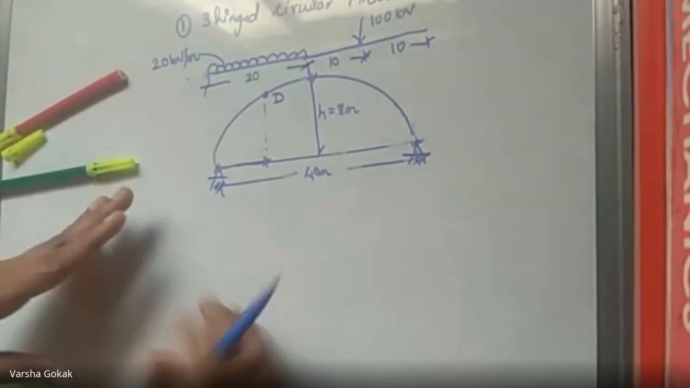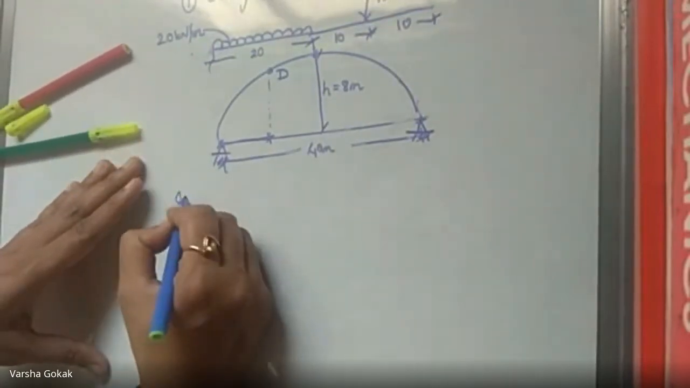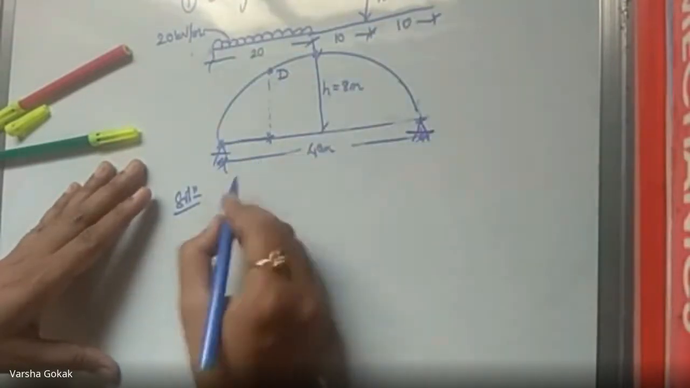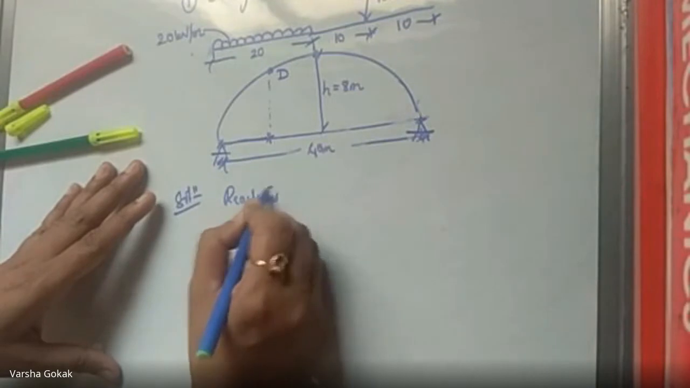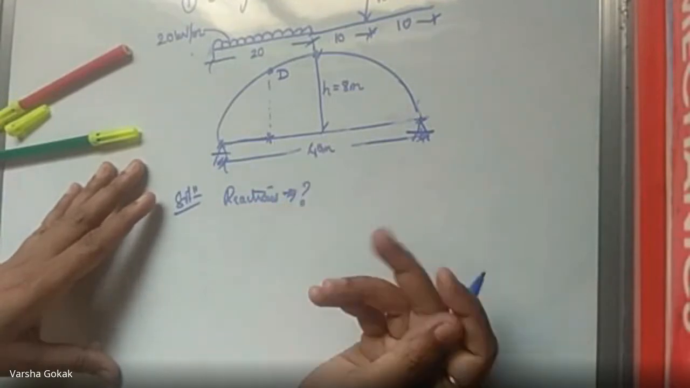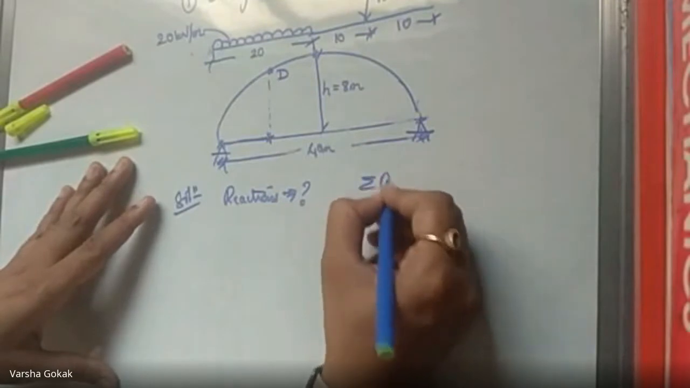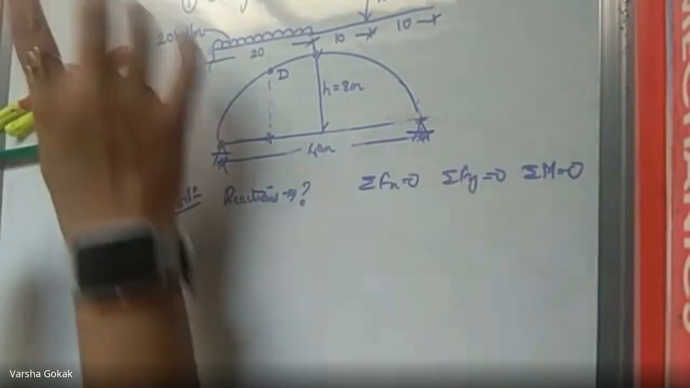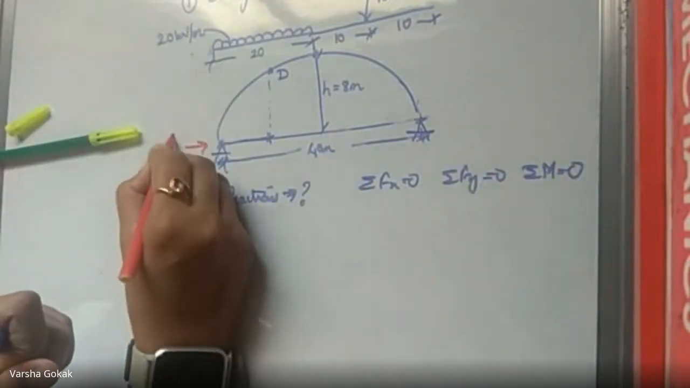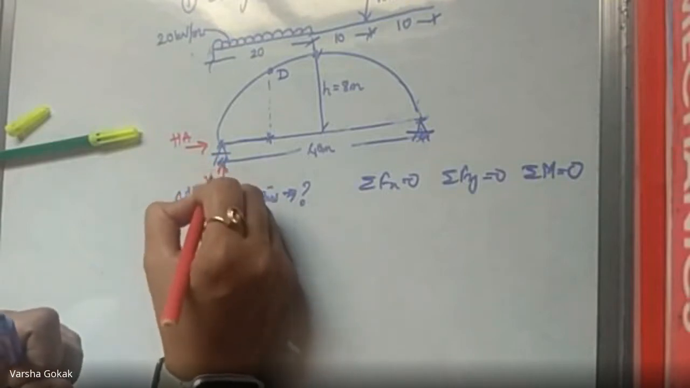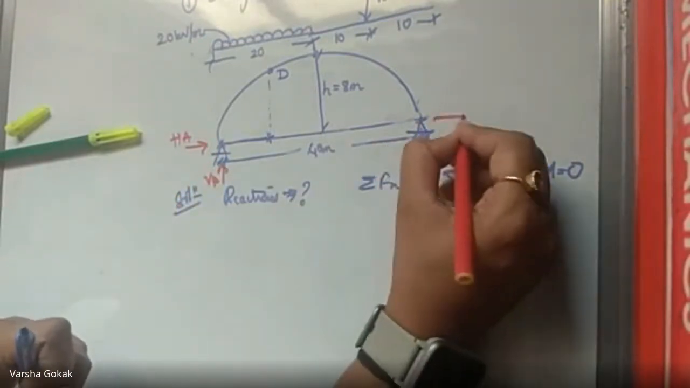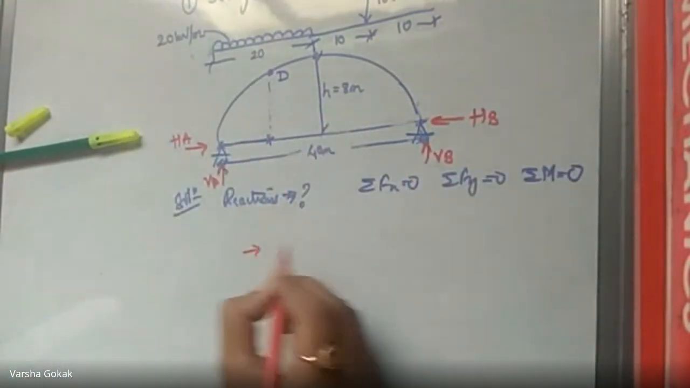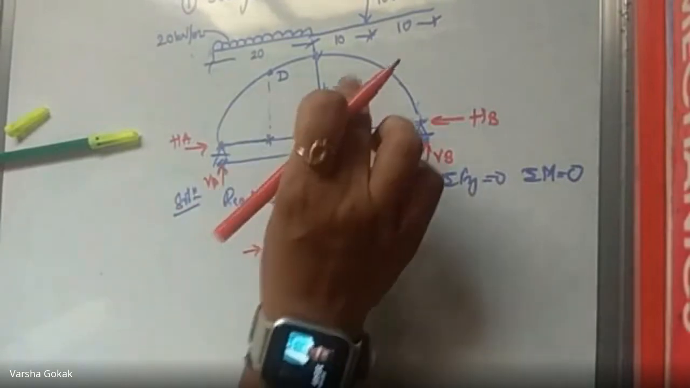Now to start with the arch solution, you will have to draw the arch as shown in the figure here, and then the first step is to find the reactions. To find the reactions, what do I have to do? I have to use the equations of equilibrium: summation Fx equal to 0, summation Fy equal to 0, and summation M equal to 0. So first let us draw the free body diagram. This is HA and this is VA, this is VB, and this is HB. Now I have shown HA and HB in this direction for an arch.